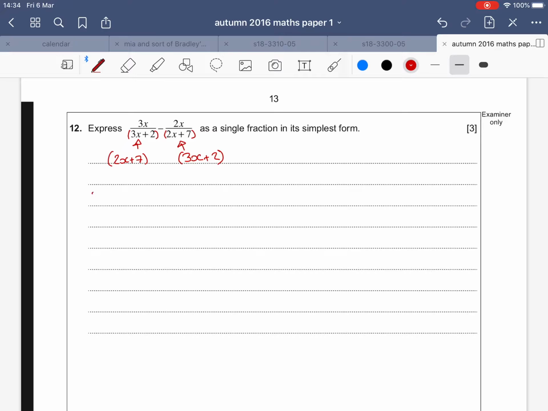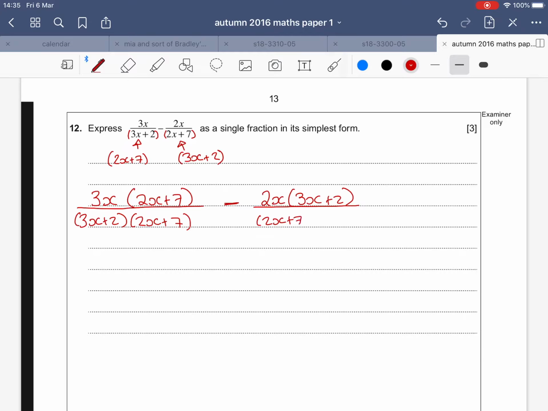So I'm just going to multiply the first one. So I've got the top is 3x, I would multiply that by 2x plus 7. And the bottom, if I leave it in brackets, you don't have to expand the brackets out. So you've got 3x plus 2, and I would have all that multiplied by 2x plus 7. And I'm subtracting. I'm doing my second fraction. So you've got 2x times 3x plus 2 all over 2x plus 7 times 3x plus 2. You can now see your denominators are the same, so you can put all of the top together and keep your denominators as 3x plus 2 and 2x plus 7.